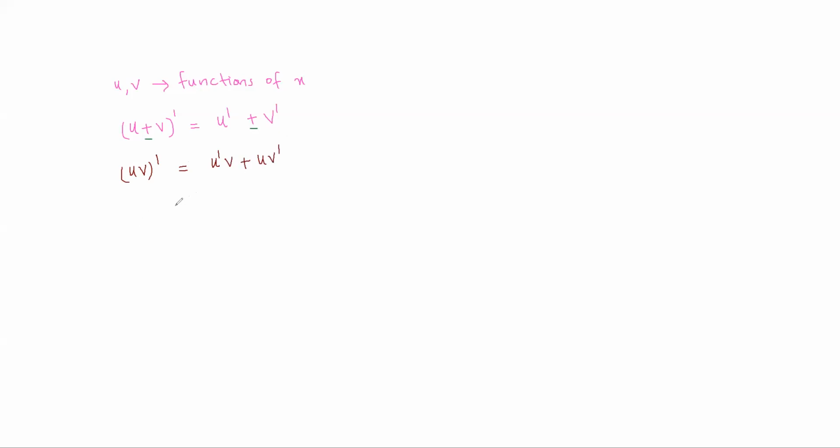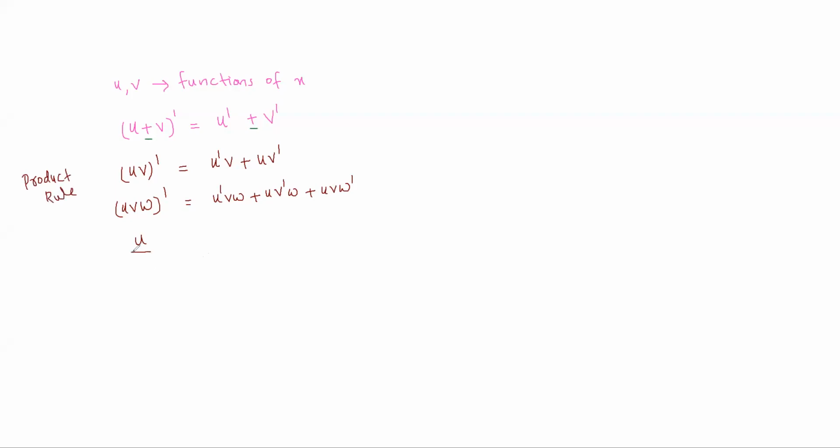And this can be extended to any number of functions like u into v into w. Its derivative: in every step you find the derivative of one function. u dash into v into w plus u into derivative of v into w plus u into v into derivative of w, like this. This can be extended to any number of functions. This is known as the product rule.